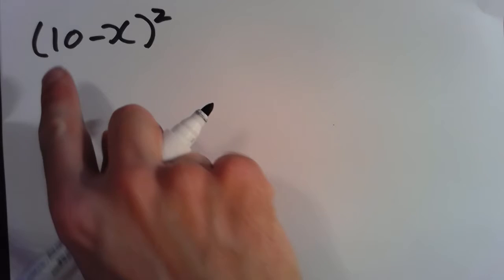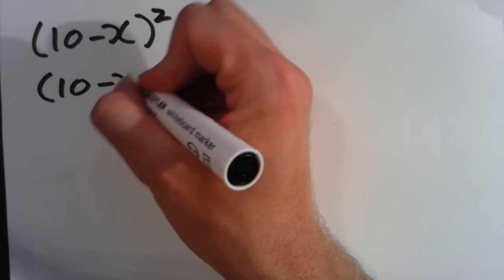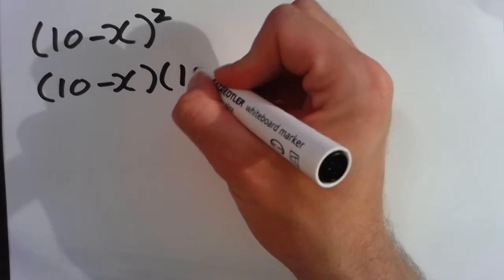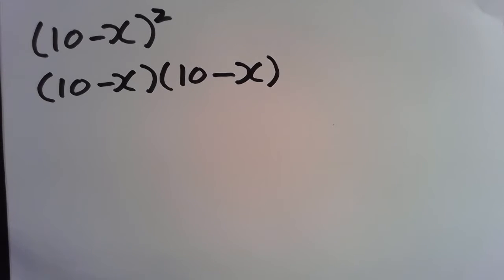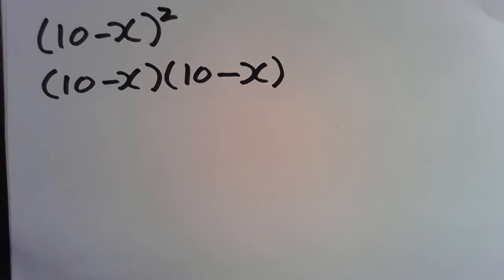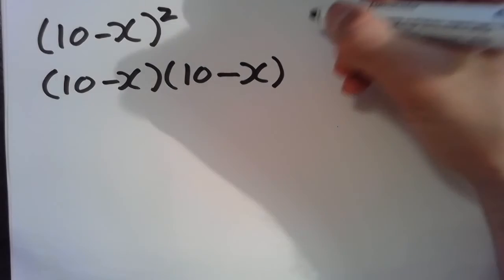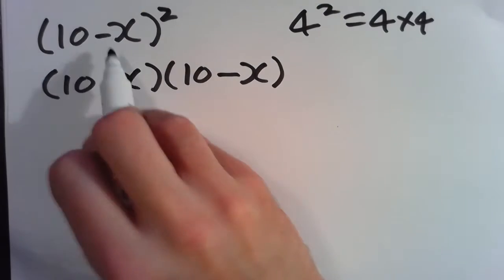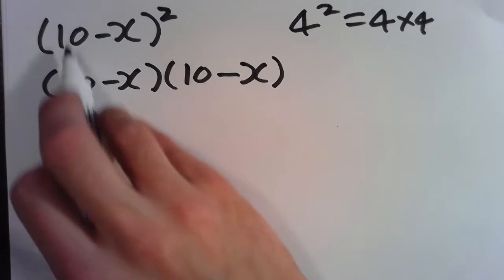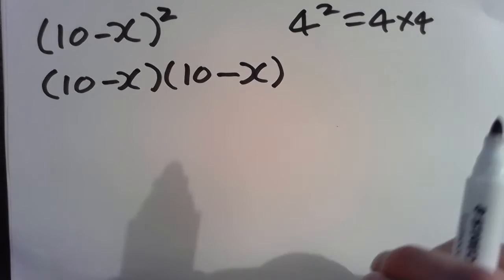Okay, so what we have here, this is a double bracket because this 10 minus x squared is exactly the same as 10 minus x multiplied by 10 minus x. It's the kind of thing that you might see in an exam where they try and trick you. But it's pretty simple. It just means you're multiplying it by itself. You know, like 4 squared equals 4 times 4. When you've got something in a bracket squared, it's the thing in the bracket multiplied by the thing in the bracket, which is exactly what I have here. And we're going to solve it in exactly the same way.